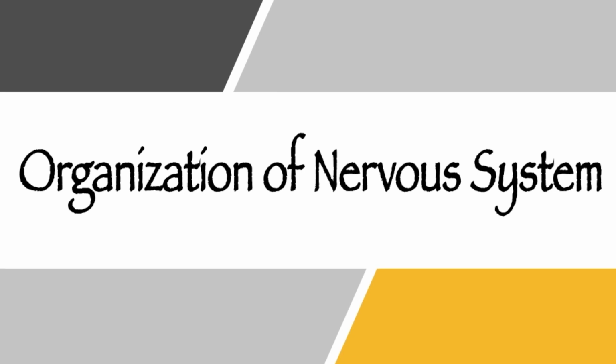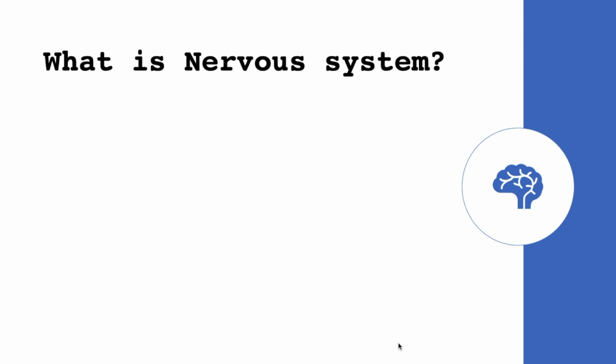So this one is the first lecture on neuroscience. We'll be talking about the organization of the nervous system: how actually the nervous system is organized and what the different components of the nervous system are. That's what we'll be talking about in this lecture. Let's start. The first question is, what's the nervous system?